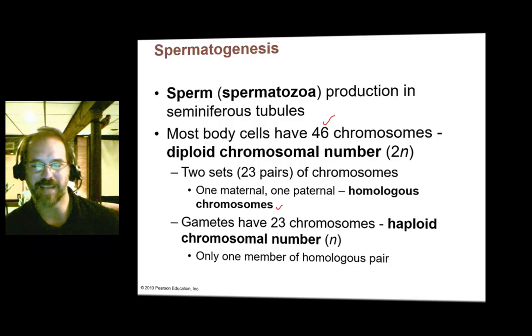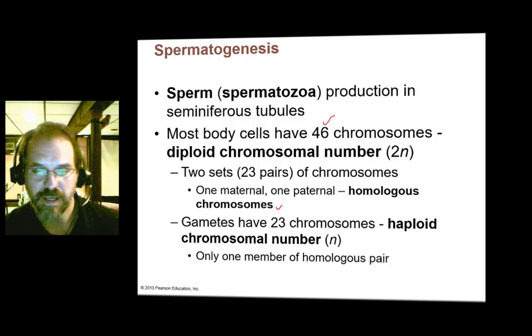23 pairs. And each member of that pair is called a homologous chromosome. So they're numbered 1 through 23. So you have 2 number 1s, 2 number 2s, 2 number 3s. Roughly, those numbers correspond to the sizes. Number 1 is the largest, and all the way down to 22, which is actually the smallest.